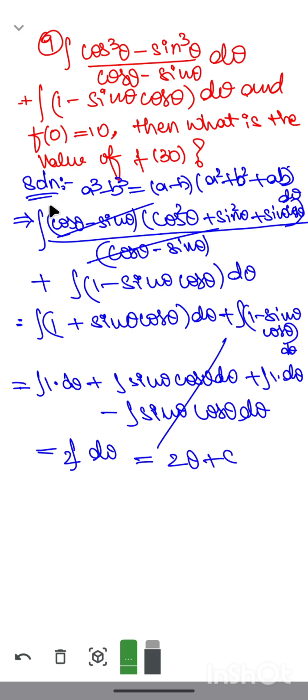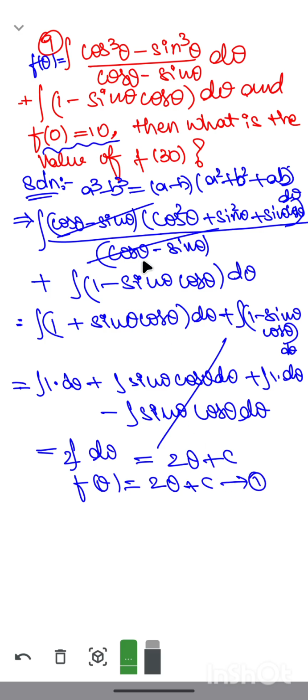We found the value of f of theta. The question is given as f of theta is equal to so and so, then find f of 30. Accordingly, we found f of theta, that is 2 theta plus c. Consider this as equation number 1. Now they have given one condition, that f of 0 is equal to 10. So put theta equal to 0, replacing theta by 0. 2 into 0 is 0, 0 plus c is c only. They have given f of 0 as 10, so 10 is equal to c, or c is equal to 10.